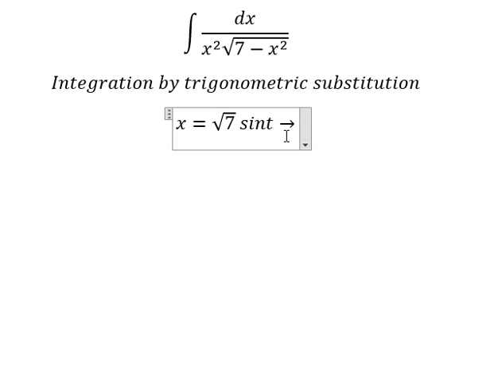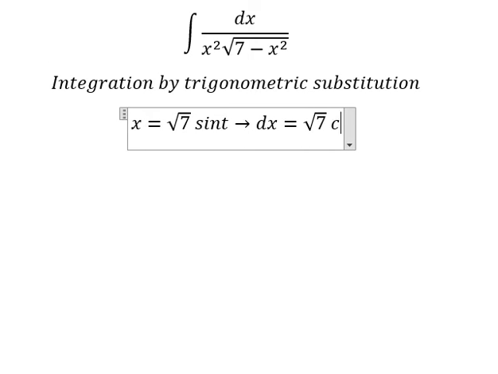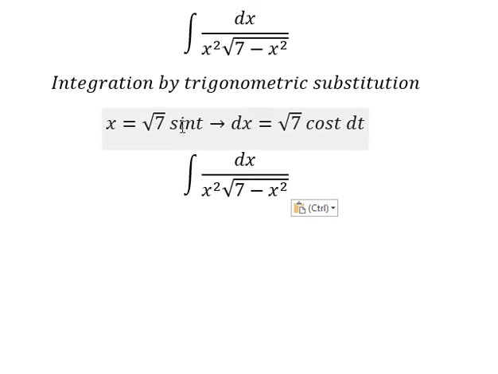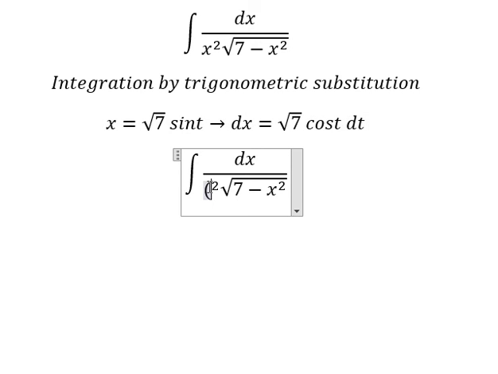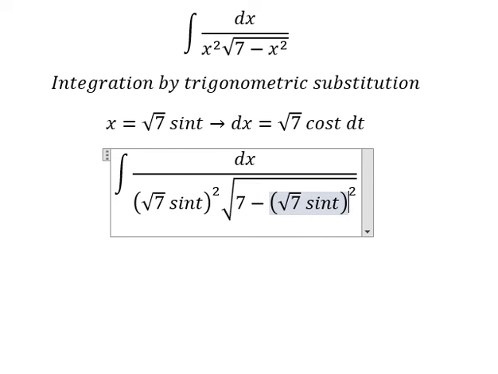Next, we need to do the first derivative for both sides, and you get the square root of 7 cosine t dt. So I will put this in here and here. ds we change by this one.